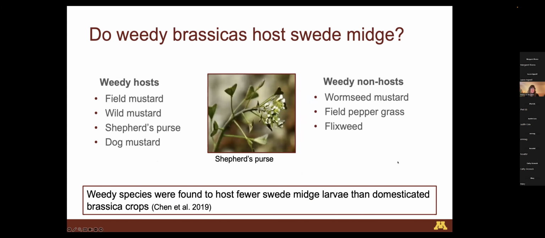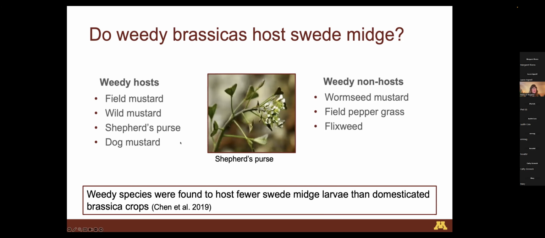So the question also is, we have a lot of brassica weeds, non-crop, in the environment and the landscape that might potentially serve as hosts. So to what extent are these helping facilitate the spread and helping Swede Midge increase in population pressure? And the answer really is that we don't totally know yet. We still have more research to do in this area.